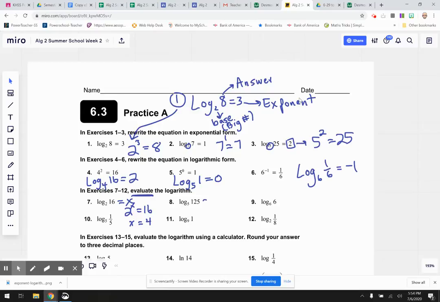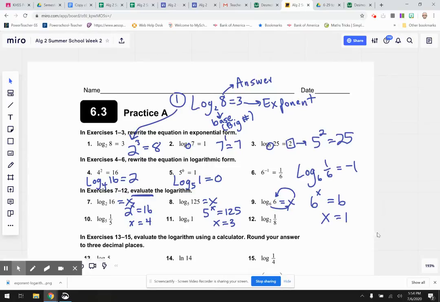Here we would put it equal to x again for number 8. It would be 5 to the x power equals 125. And this x has got to be a 3. 5 to the third power is 125, because 5 times 5 is 25, times another 5 is 125. Number 9, if we put it equal to x, you'll have 6 to the x power. Remember, the small number becomes big, and that's your power, and it equals 6. And x has to equal 1 there, because 6 to the first power is the same as 6.